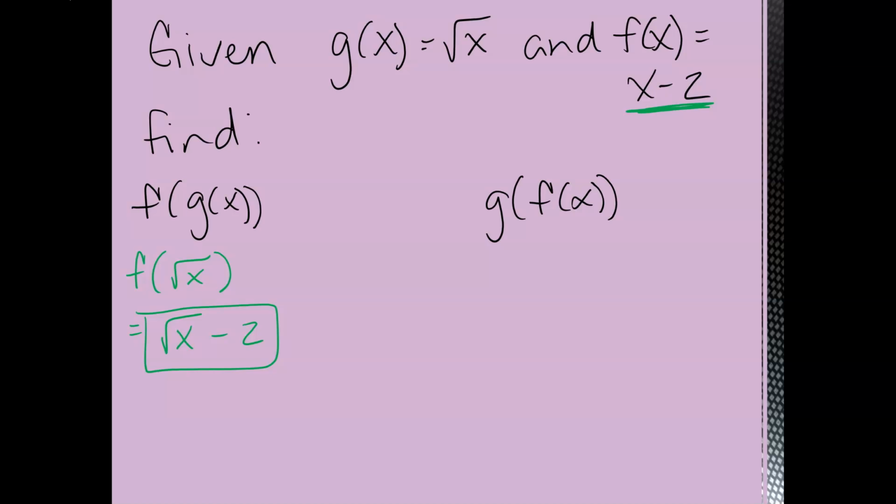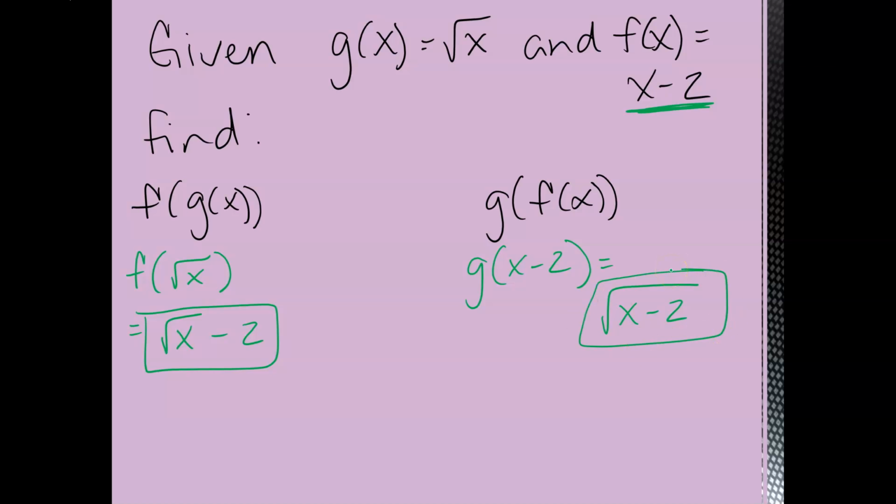The next one is where I'm going to take f of x and plug it into g of x. So f of x is x minus 2. So I'm going to say g of x minus 2. I'm going to replace all of g's x's with x minus 2. Well, there's only one x, so I'm going to say the square root of x minus 2. Can I simplify that? Nope. So that's it.